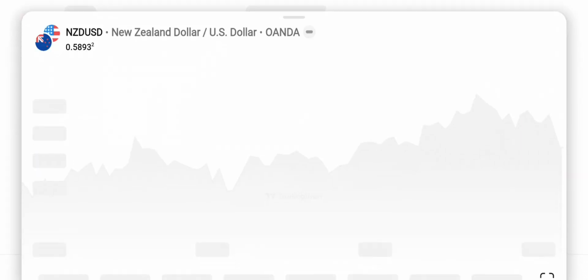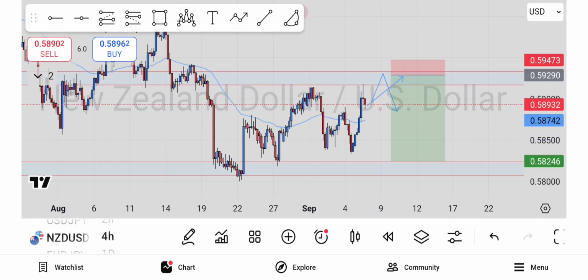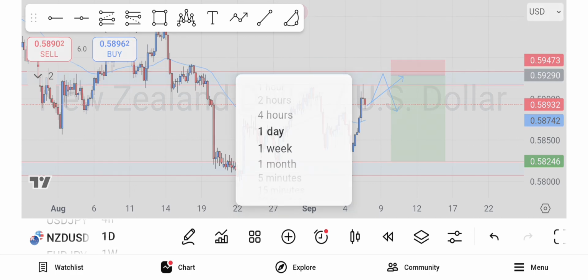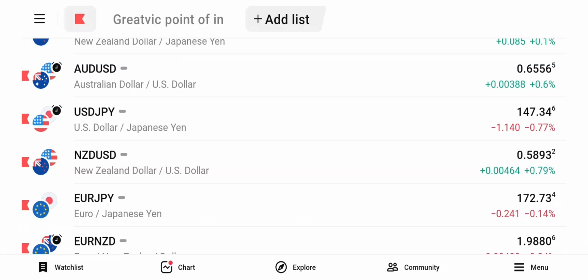Then NZD USD, there are so many setups this week, but I'm just going to take only two to minimize our loss and also to not trade too much. So NZD USD, this is the outlook for NZD USD, but I'm not sure I'm going to take it.